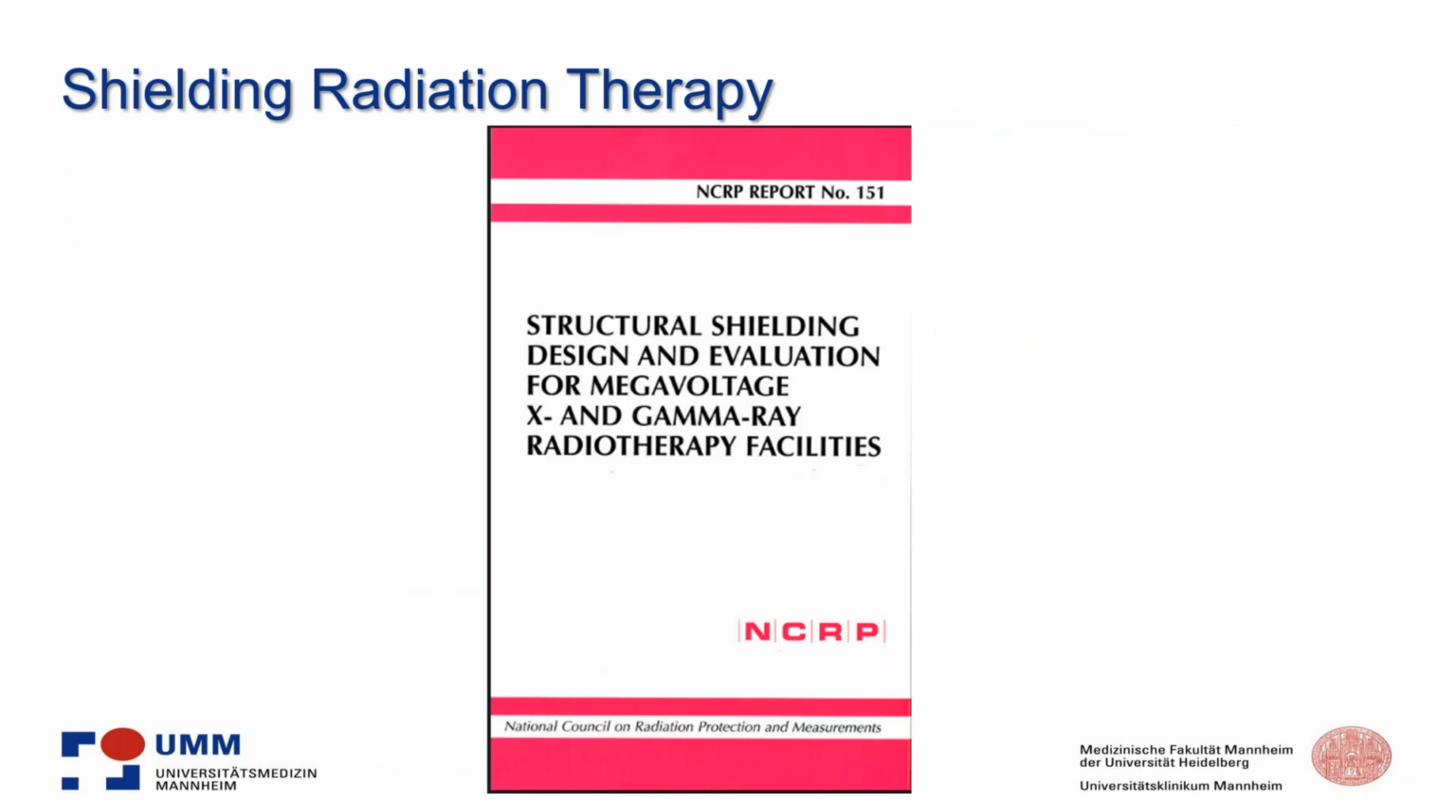Yeah, I'm coming now to the main objective, that's shielding in radiation therapy, and I think the actual report where all these things are ruled is NCRP report 151. I have also some examples, and some images taken out of this report. Yeah, next.